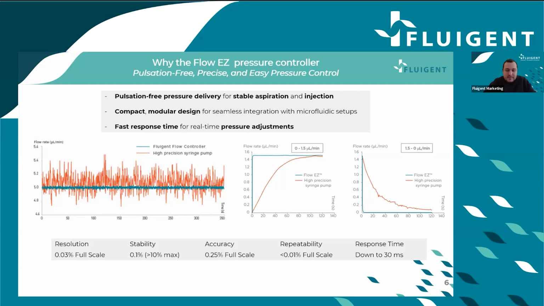So for example, you will have a pulseless flow that provides continuous stable pressure without any oscillations, compared to the syringe pumps, which already have, for example, some mechanical force that can induce oscillations, as you can see on this graph. The Fluigent can provide faster response times, which guarantees a better control over the micropipette technique.